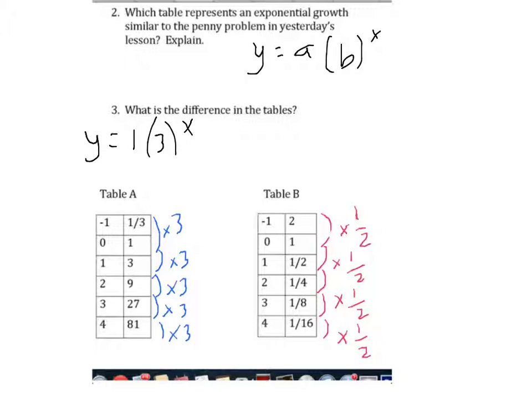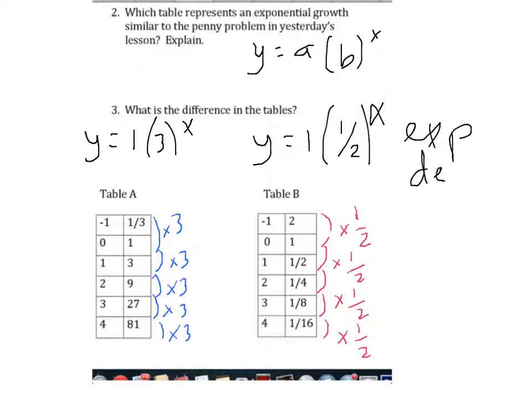In Table B, it's decreasing, and so we talked about how if we wrote an equation based off the same formula, the starting amount would be 1 again for the y-intercept, but it would be 1/2 to the x power. And it's not growing, it's actually decreasing, which we call exponential decay, which I'm introducing them to today. The difference between these two functions is that the b value will be greater than 1 for exponential growth, and b will be between 0 and 1 for exponential decay.